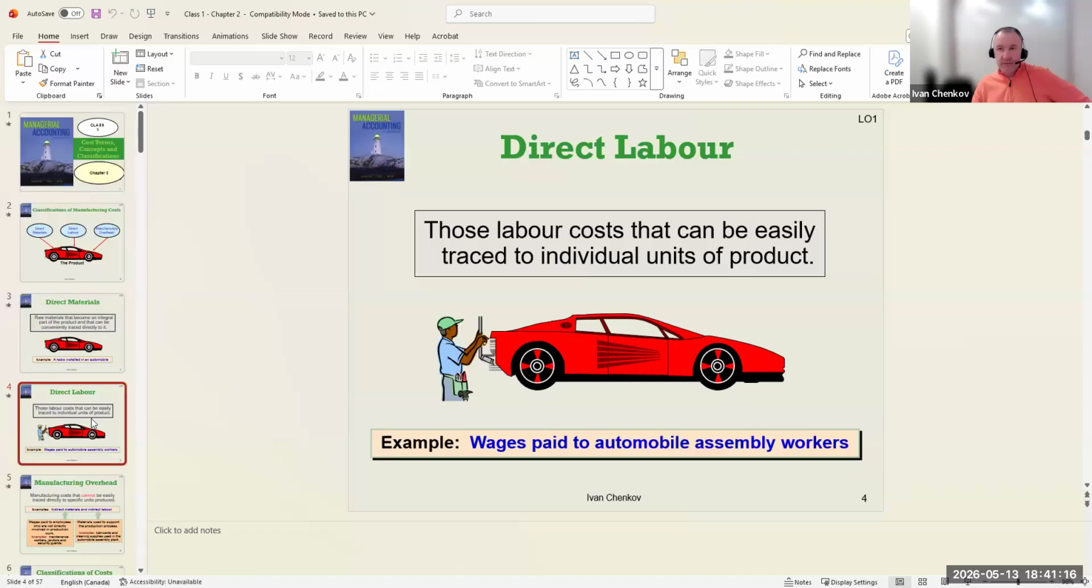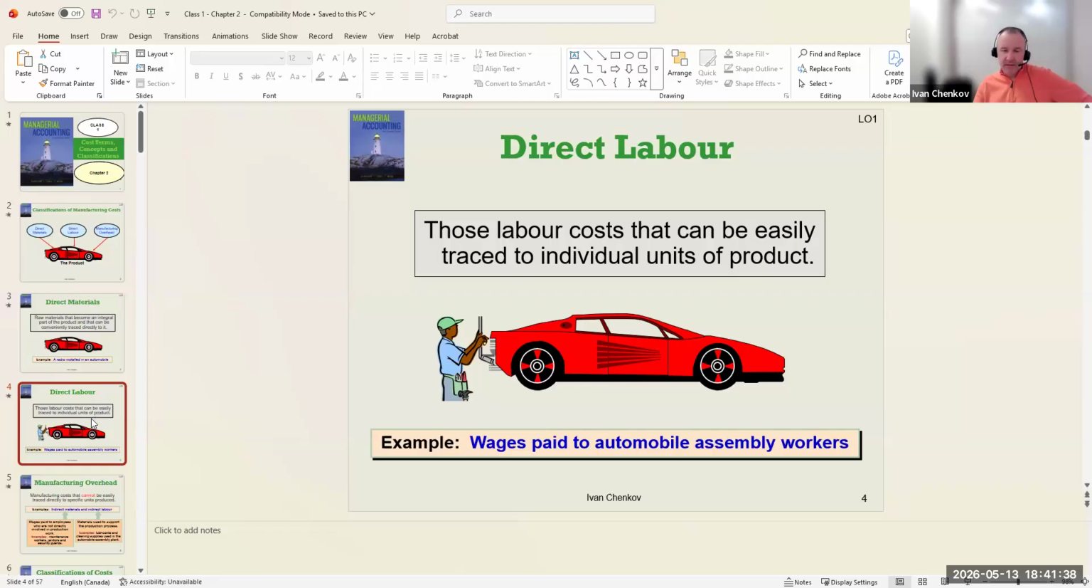So which one comes first? Always direct material comes first. Why is that? Because we need workers to work on something. If they don't have the raw material, there's nothing for them to work on. Even if we have labor, we still need the raw material. So for that reason, direct material always comes first.